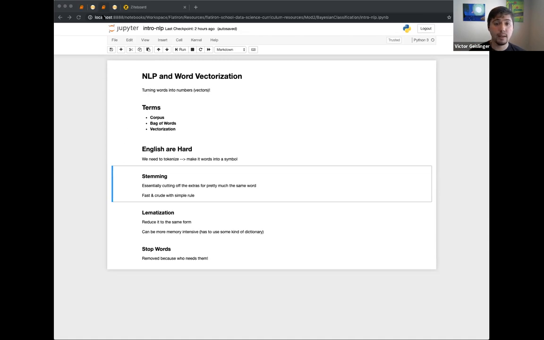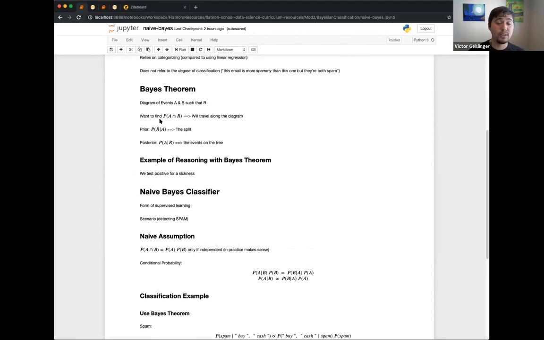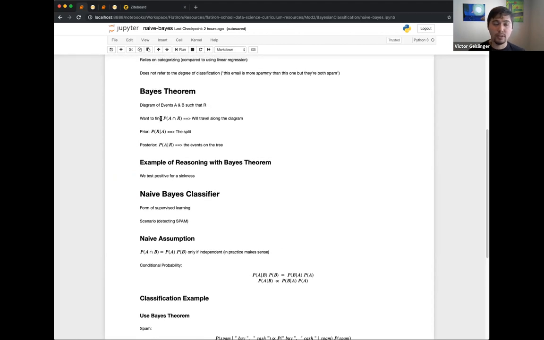One last thing: I talked about a lot of Bayes' theorem. There's a lot more than that in the curriculum, but Bayes' theorem is your ultimate goal. At the end, you're going to be building a few naive Bayes classifiers and implementing them. So I wanted to show you what that looks like and what that process is.